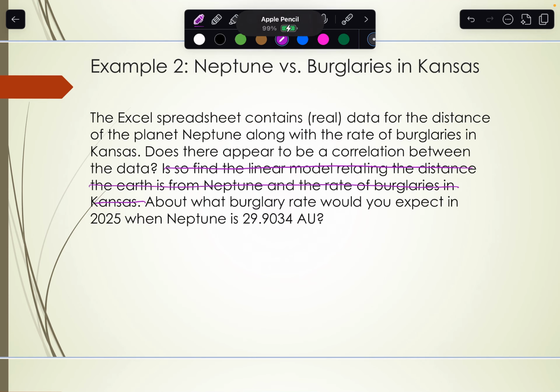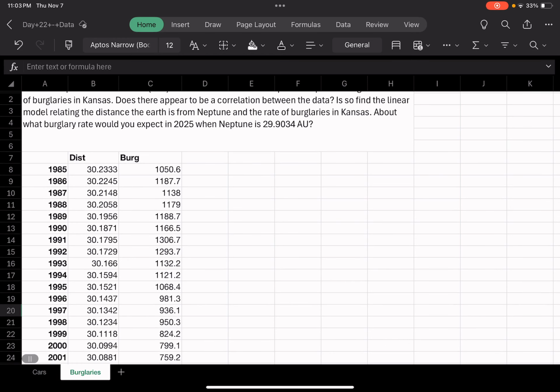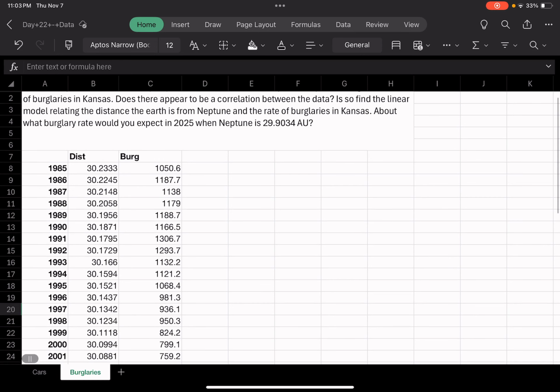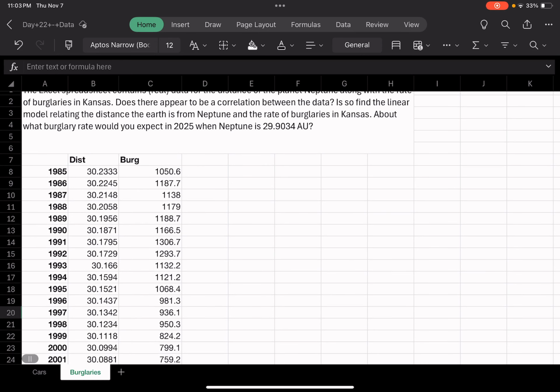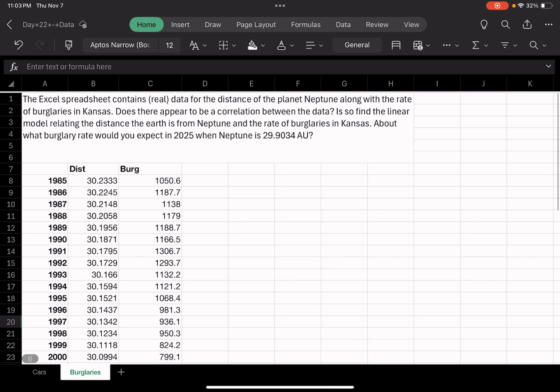All right, let's go back to our data, the second sheet here. The first column is the distance in astronomical units that Neptune is from Earth. And then in the second column, the rate of burglaries in Kansas. So that might be like, I don't know, per 100,000 people per year.